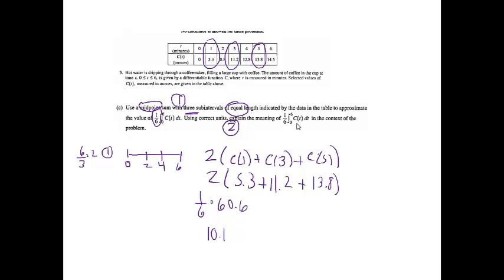And since I was taking the integral of c of t, when I'm taking 1/6 of that, this is going to be 10.1 ounces. So it does ask me now to explain the meaning of that, and I know that this is 1/6 times the integral. That's an average value, so it's going to be the average value of C. So it's going to be the average number of ounces. So I'd say 1/6 C.